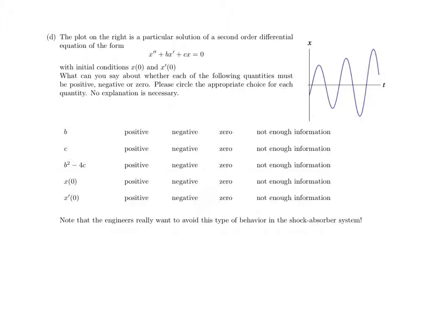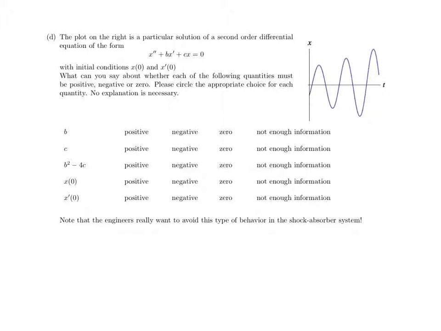And of course, your ability to understand graphics, very important. Let's take a look. The plot on the right is a particular solution of a second order differential equation of the following form, with initial conditions where x is equal to something when t is 0 and x prime of 0. And the question is, what can you say about whether each of the following quantities must be positive, negative, or 0? Please circle the appropriate choice for each quantity and no explanation is necessary.